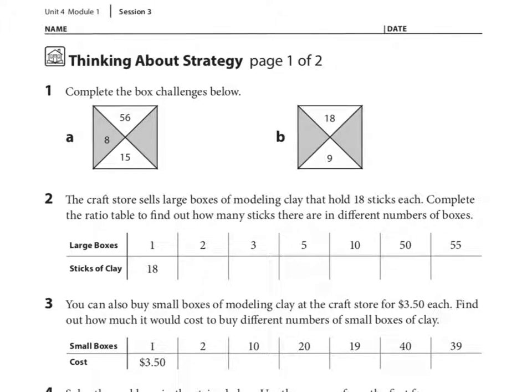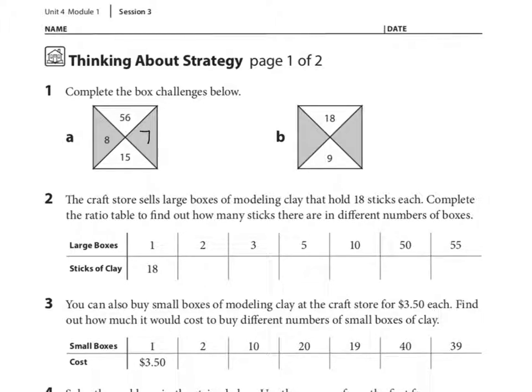Number 1 says complete the box challenges below. So let's review that we have two numbers that multiplied together are 56 and two numbers added together are 15. Up here on the top is the product and at the bottom we have the sum. So 8 times what equals 56 and 8 plus what equals 15? That's right, the number is 7.